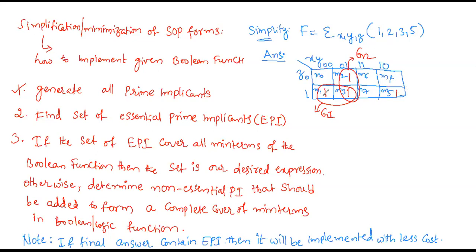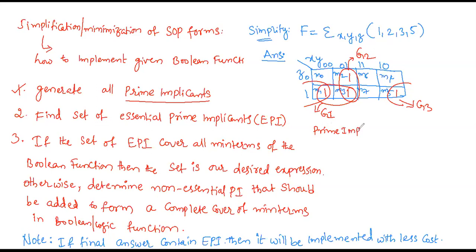See, M5, M1. These two are also adjacent. With M5, M1, you can form one group. This is G3. Like this, generate all possible groups. Those groups are called prime implicants. So what are the prime implicants we are having?